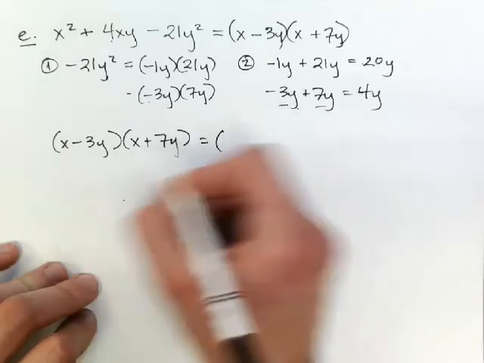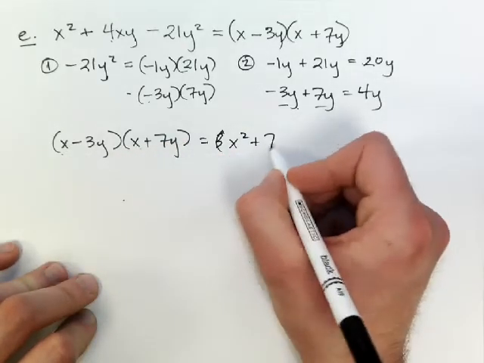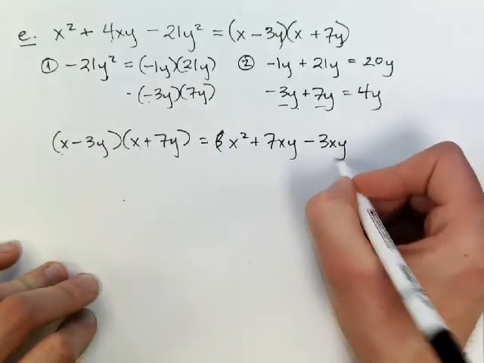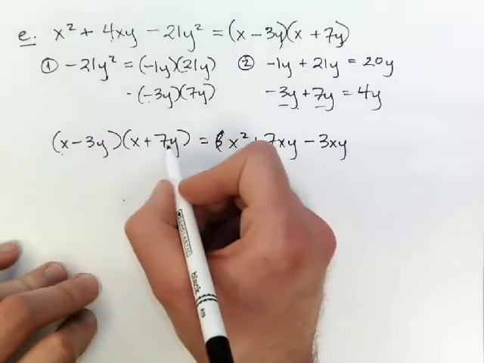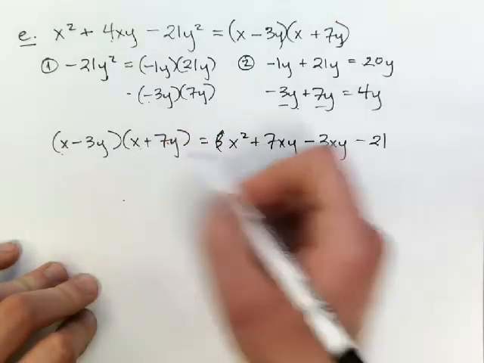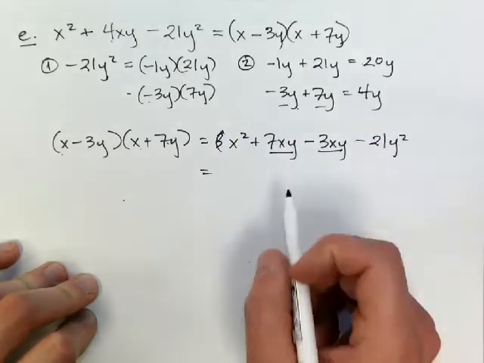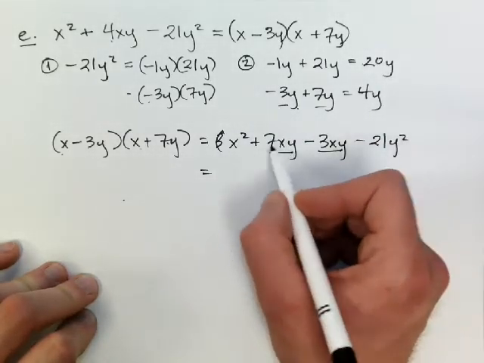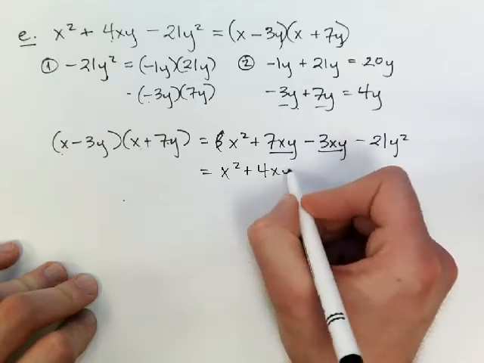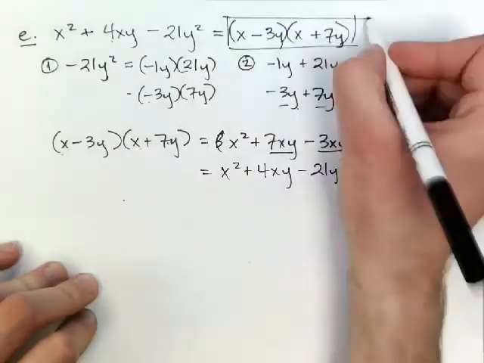So we multiply x times x is x squared. x times 7y is 7xy. Minus 3y times x is minus 3xy. And minus 3y times positive 7y gives us minus 3 times 7, minus 21, and y times y is y squared. Notice that these are like terms, just like if it's just an x there, no y. So we have 7xy minus 3xy combining to form 4xy. So indeed, we have done this correctly.